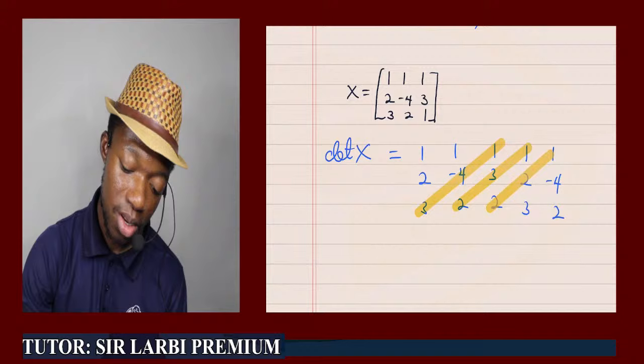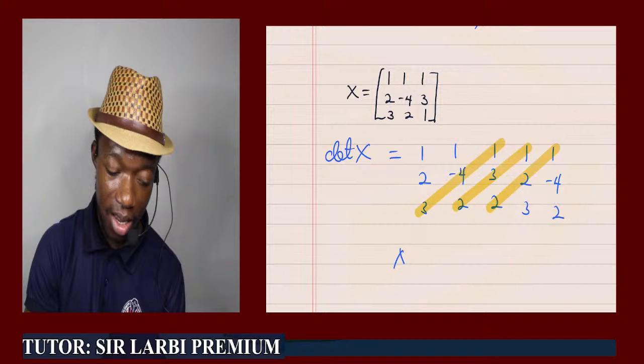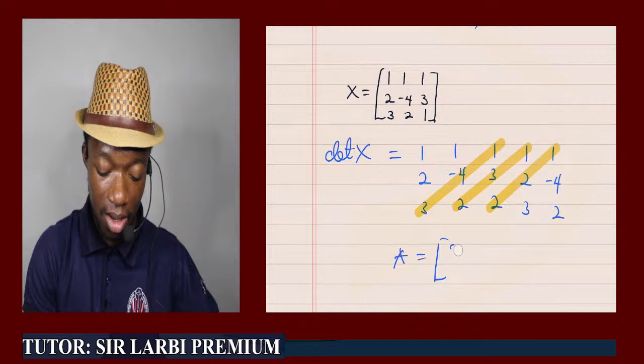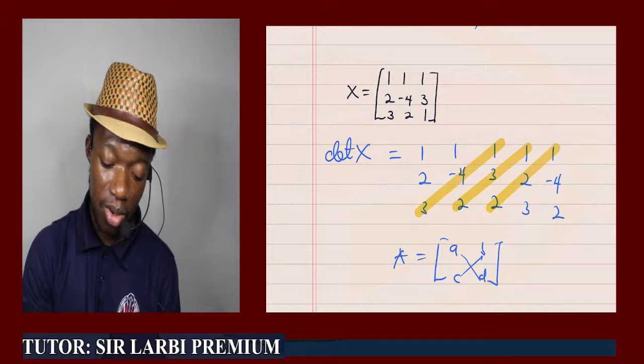If you remember, when we were finding the determinant of a 2x2 matrix, we said that if I have, let's say, A to be equal to the matrix with entries a, b, c, and d, follow carefully, we said that it is the product of the upward diagonal compared with the product of the downward diagonal. So in other words, we said that A should be equal to what?